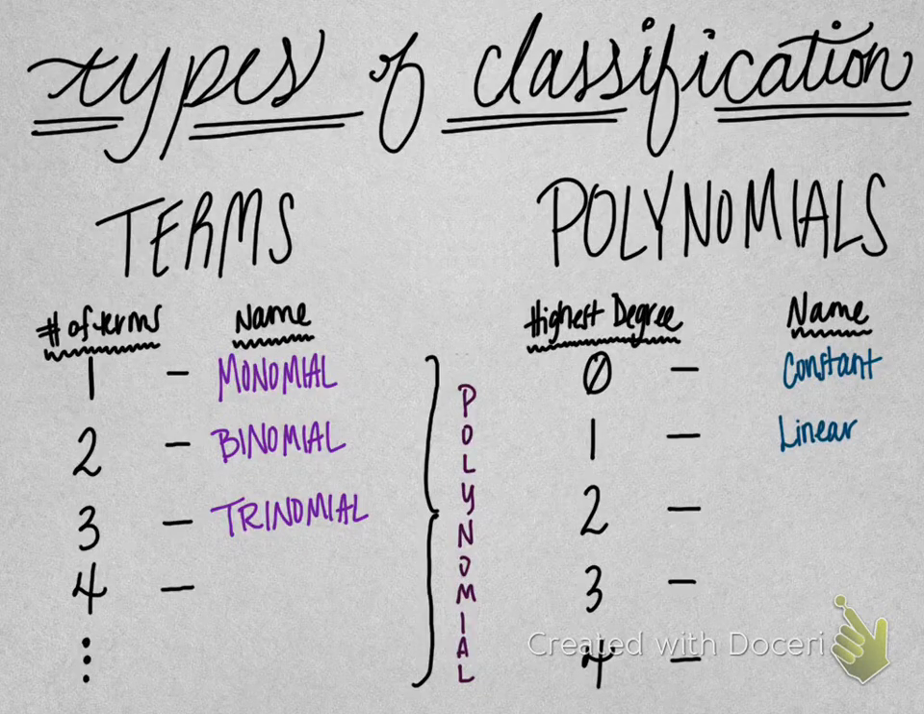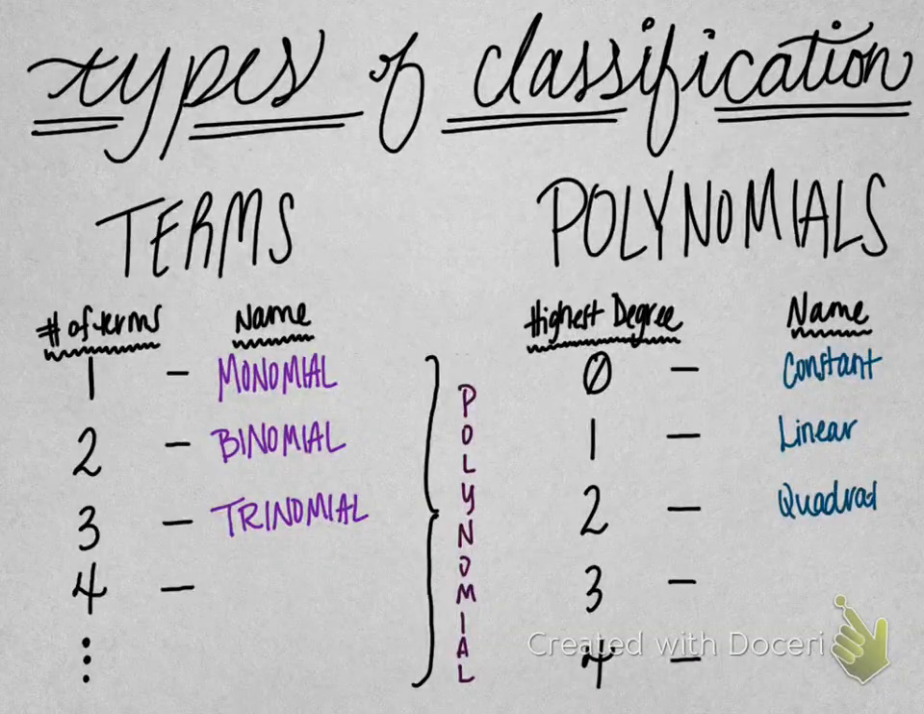Quadratics' highest degree that it can go is 2. So if our highest degree is 2, it's going to be a quadratic, and that's going to be something along the lines of ax squared plus bx plus c, or even something like in vertex form when we had a times x minus h squared plus k.